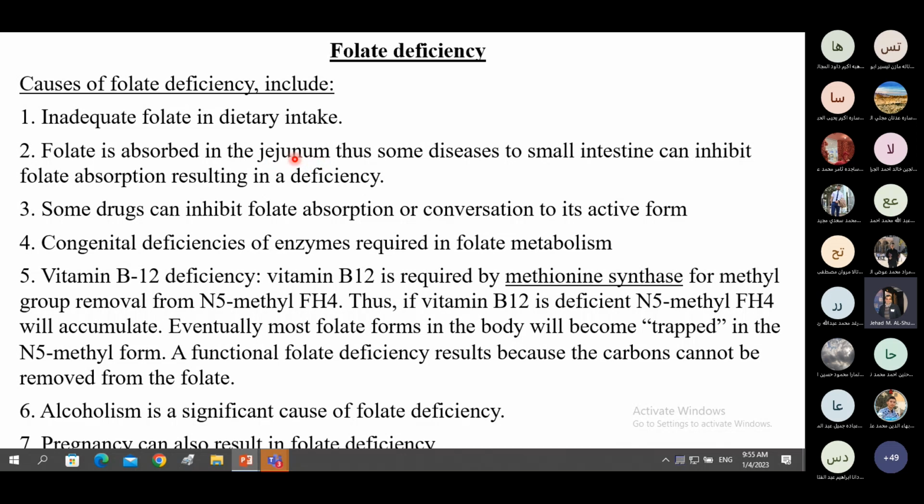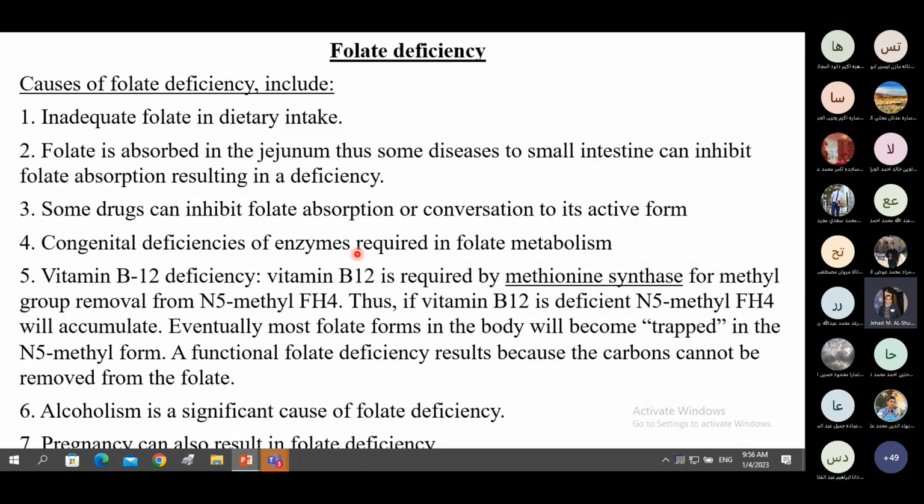Why jejunum? Because the folate is mainly absorbed in the jejunum, which is a part of the small intestine. Third, some drugs may inhibit the absorption or conversion of folate to its active form. Fourth, congenital deficiencies. What is the congenital? It is the genetic diseases that cause the deficiency of some enzyme that is required for folate metabolism or folate activation.